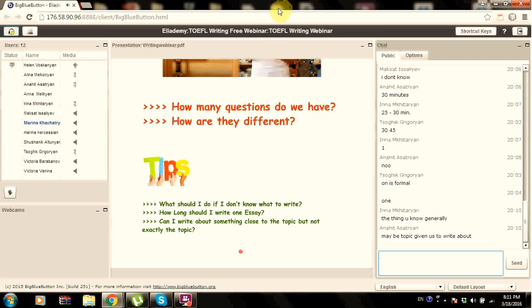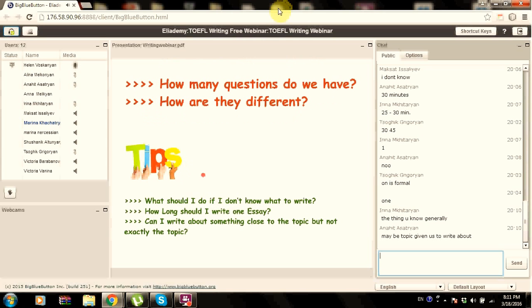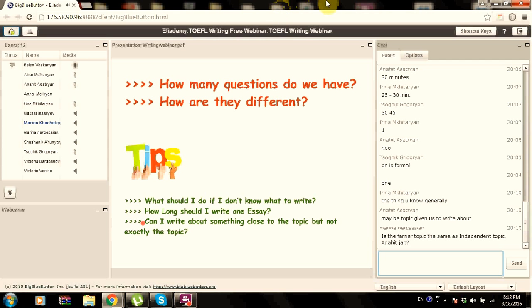Okay, let's go to this part. It's called tips. I've thought about some questions that many students ask when they just start practicing for TOEFL. In writing, there are some topics that you don't really know what to write about. So there is a question: what should I do if I don't know what to write? You read the question and say, I have no idea about this, even if it is a familiar topic. They call it a familiar topic question, but you don't really know what you can say about it.